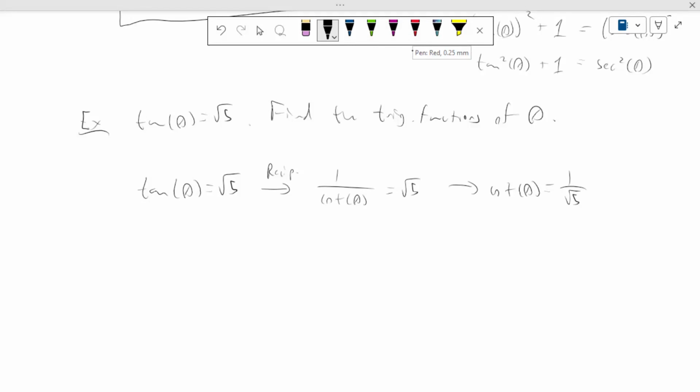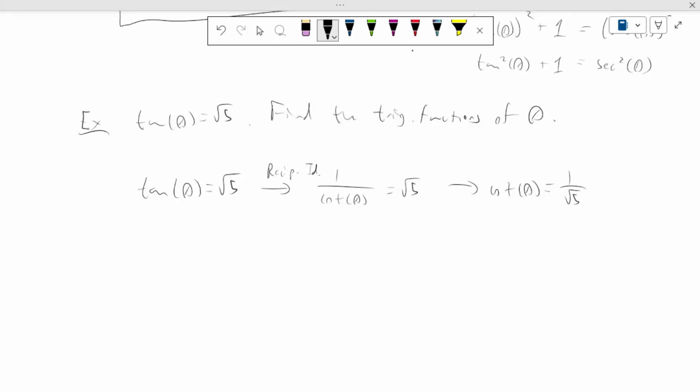So tangent of theta is the same thing as 1 over cotangent of theta. I used the reciprocal identity there. I didn't actually take a reciprocal at all. Yeah, okay. So I'm using my reciprocal identity. Here's where I actually took the reciprocals on both sides of the equation, right? To simplify this.